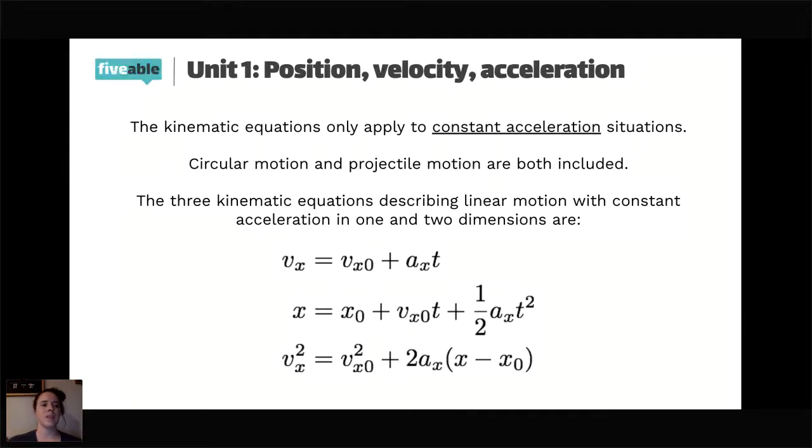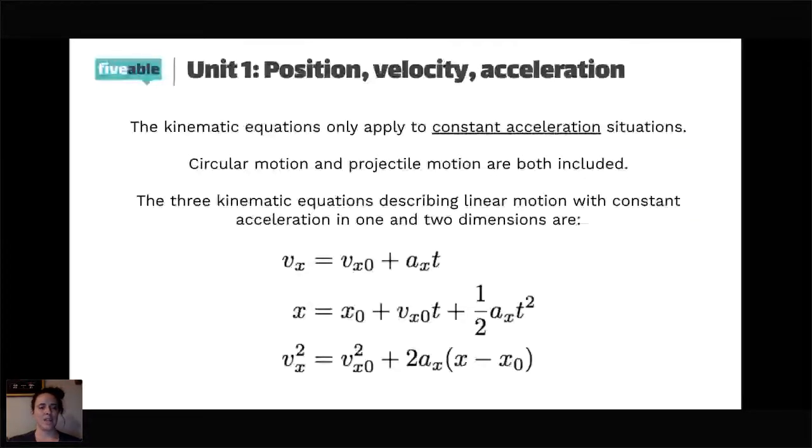And circular motion and projectile motion both count for constant acceleration. So if you're going in a circle at a constant velocity, that is a constant acceleration, pulling you towards the center, that counts. And your projectile motion, gravity, that counts. And you can use these in both the x and y direction, which if you've done your projectile motion equations, you are very familiar with.